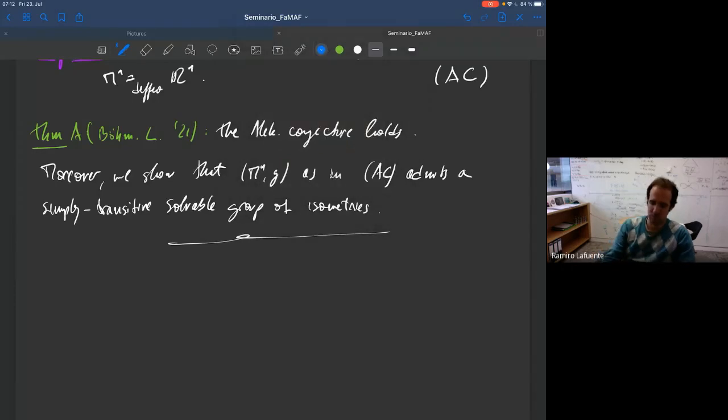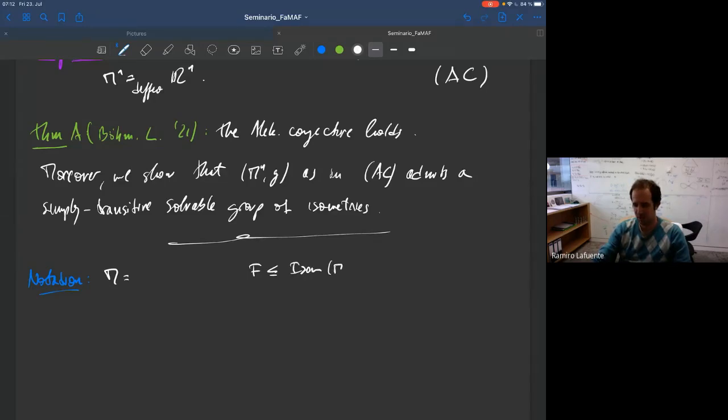Otherwise, I move on to the previous result. Let me introduce some notation so that everything's more convenient and saves more space. So for the homogeneous manifold M, I will choose a group which I conveniently call F, non-standard notation, but you'll see the reason for that in a second.